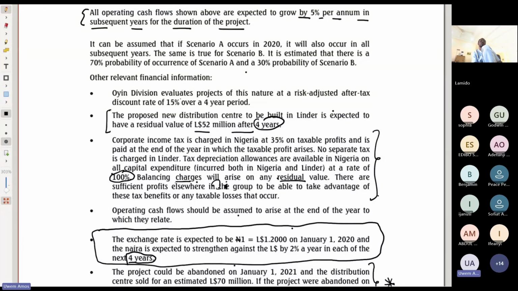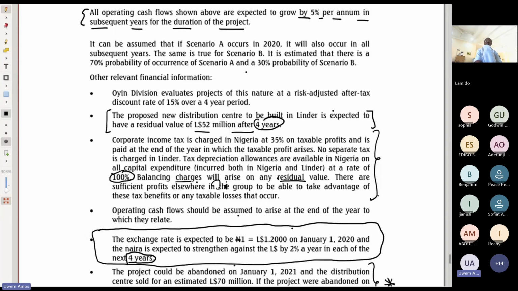So do we expect to sell the asset? Yes. Bullet point 2 mentions that the proposed new distribution center to be built by Linda is expected to have a residual value of 52 million Liberian dollar after 4 years. We need to pay attention to two things. What currency is that? It's Liberian dollar. We're computing our values in Nigeria, meaning that we need to convert the 52 million into Naira.